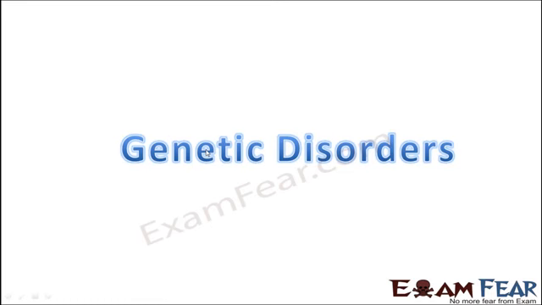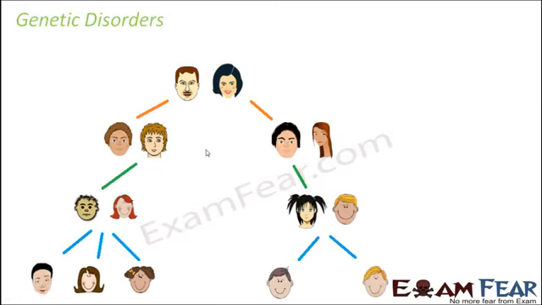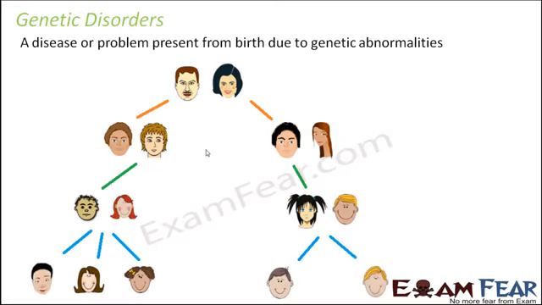This is what we are going to talk about here, where we will see what the various genetic disorders are, what the various disorders are that can happen in an individual due to genetics, or that come in that individual genetically. When I say genetic disorders, it is a problem or a disease that is present from birth due to genetic abnormalities.